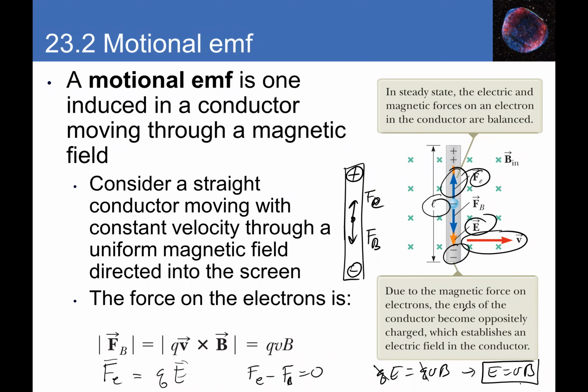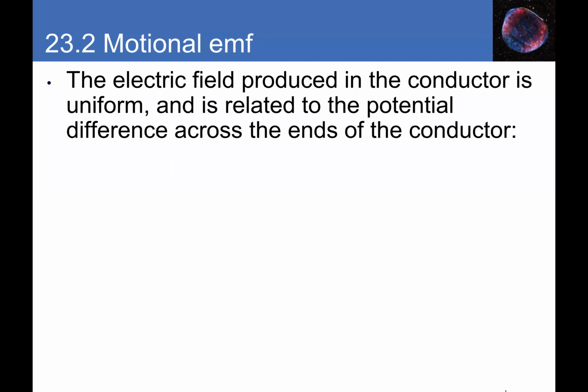We used a similar idea in a velocity selector in the last chapter. But one of the things we get here inside the conductor is that as the charges start separating, there's an electric field. As there's an electric field, there's also an electric force, which pushes those charges up. The other ones go down, and you get a potential difference between those two ends. So the electric field produced in the conductor is uniform, and is related to the potential difference across the ends of the conductor.